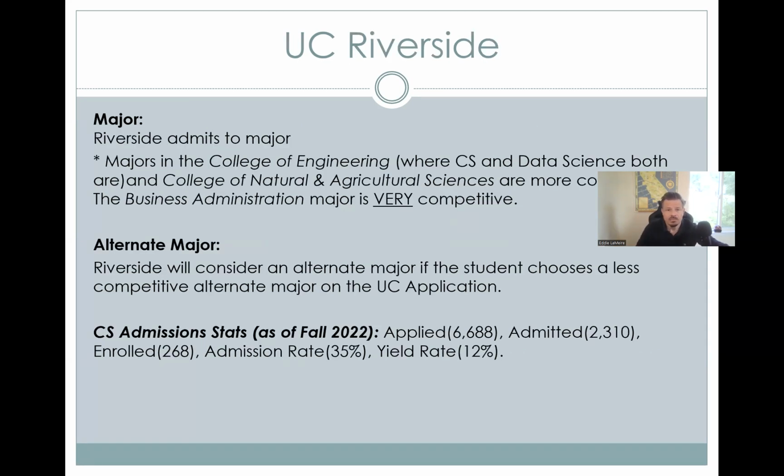Riverside, becoming more popular as time goes on. Riverside admits to major, but there are really only a couple of places that are competitive: engineering and business. Business, you don't even apply directly into business. You apply under the School of Humanities for pre-business. Engineering, you apply directly into. Both of those are real rough. You again want to have an alternate major on there. CS stats, 35%. Not bad, but still Riverside, 35%. You'd think it'd be a little bit higher. But there you go.